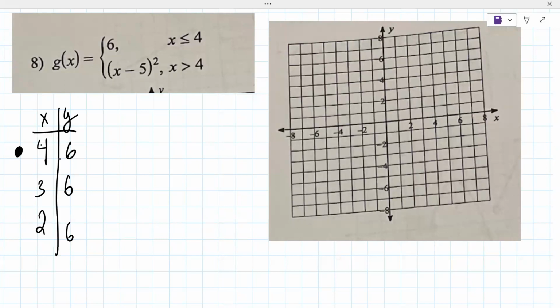Okay, got it down. All right, so you should have a dot at 4, 6, 3, 6, and 2, 6, and then it's going to the left. Do you have something like that graphed? Yeah.